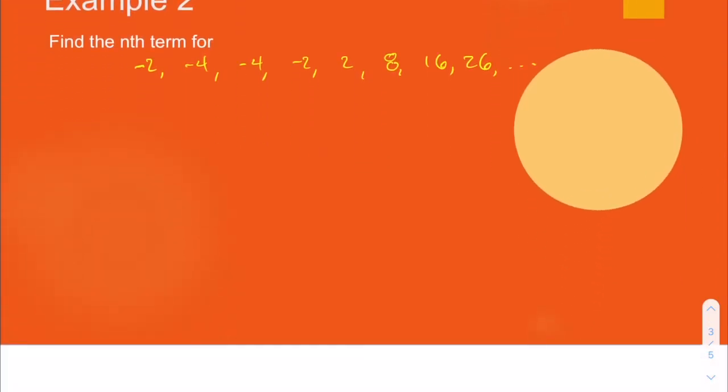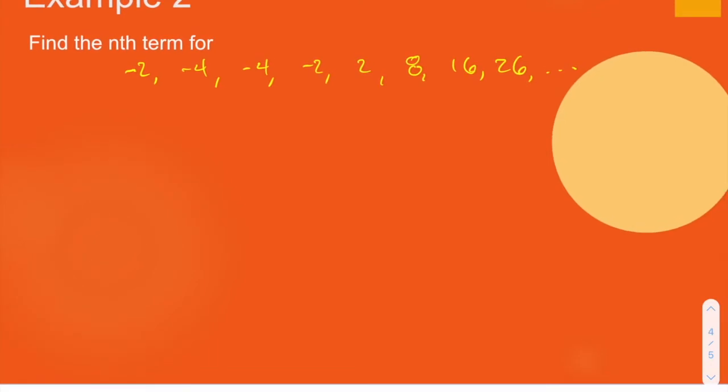Here's another one. Let's try this. Let's take a look at first differences. We're now going to subtract where we take the next term and subtract the previous term. So negative 4 minus negative 2, that's plus 2, that gives me negative 2. So the difference is negative 2. Negative 4 minus negative 4, that's plus 4, that gives me 0. Negative 2 minus negative 4, that's plus 4, so that gives me 2. And the next one, 2 minus negative 2, that's 2 plus 2, that comes to 4. And 8 minus 2 is 6, and 16 minus 8 is 8, and 26 minus 16, that's 10.